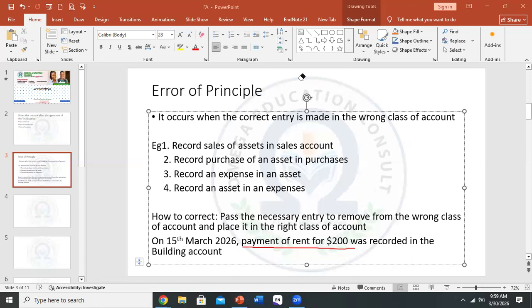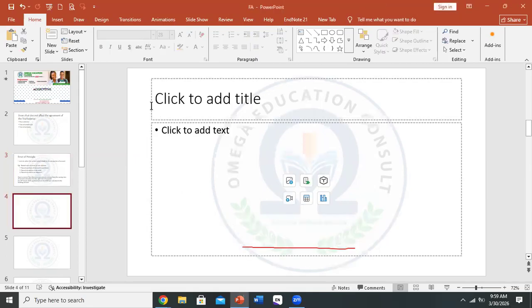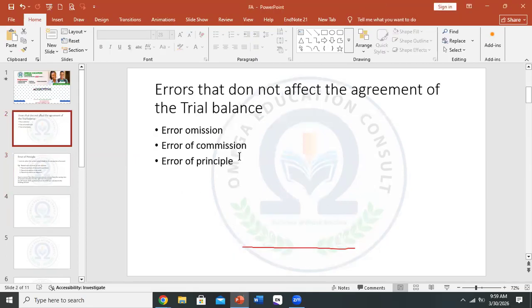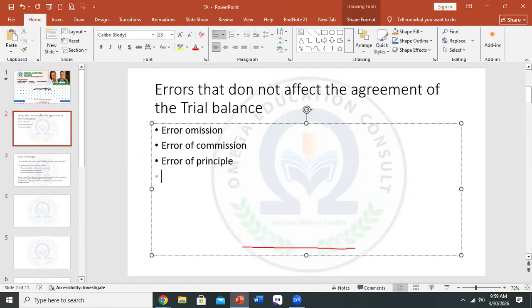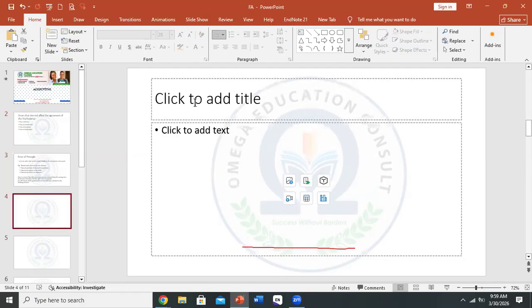So I believe you all got the understanding of the error of principle, right? Okay. Please, if you didn't understand anything, ask me so that I can go over it. Okay, the next error we'll look at, four more to go, will be the error of duplication. Duplication, which is very simple. Error of duplication.